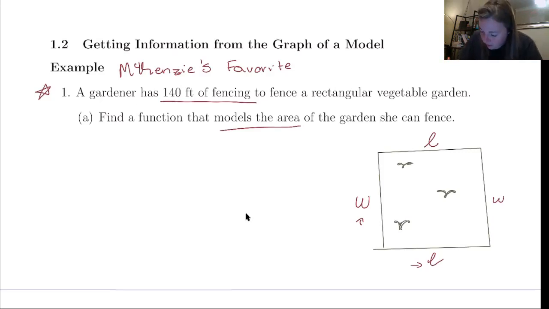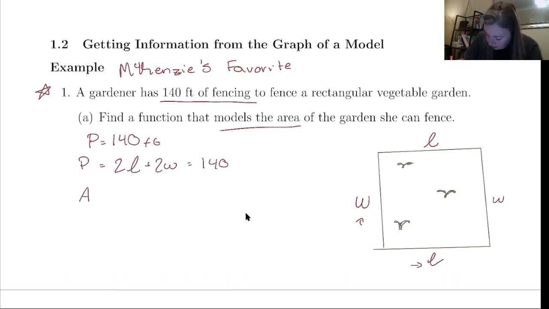So this is telling me that my perimeter is going to be 140 feet. If I call one side length and one side width, I know the perimeter of a rectangle is 2 times the length plus 2 times the width. I just add up all the sides, right? And that's going to equal 140. The area of a rectangle is length times width. I think that one's pretty self-explanatory.